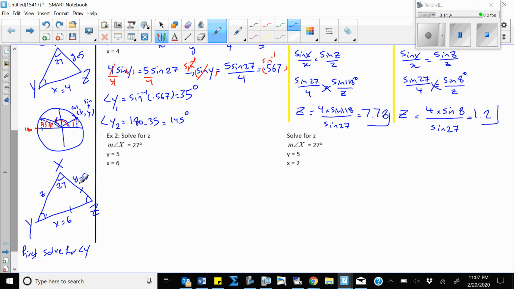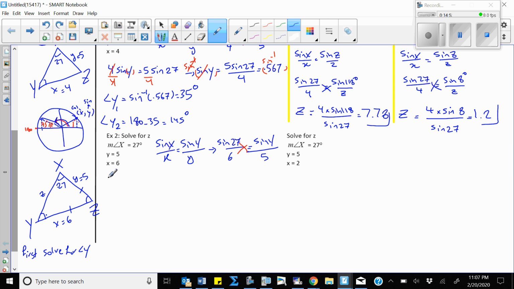So it's going to be ambiguous case, law of sine. I start with sine of X over X, because both angle X and side X are given, equal to sine of Y over Y. So here I'm going to have sine of 27 over 6, which is side X, equal to sine of Y over side Y, which is 5. Then cross multiply.